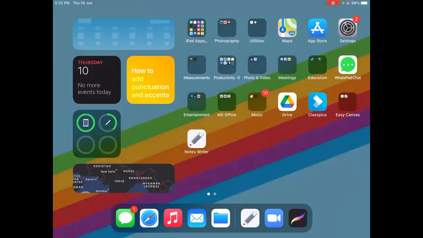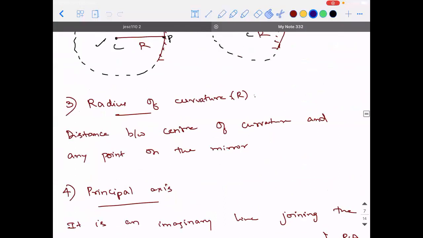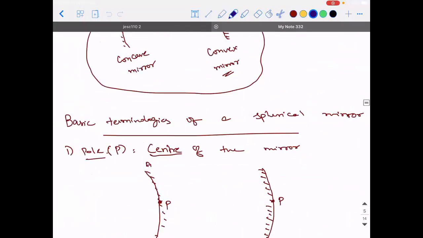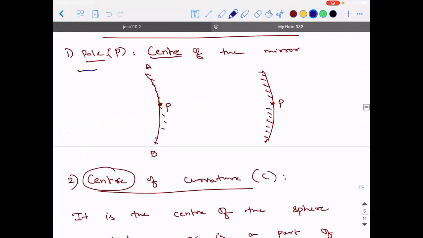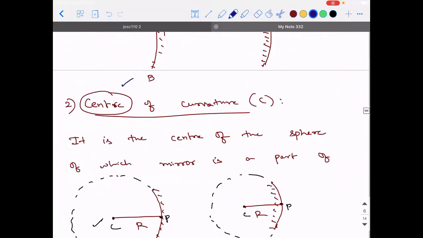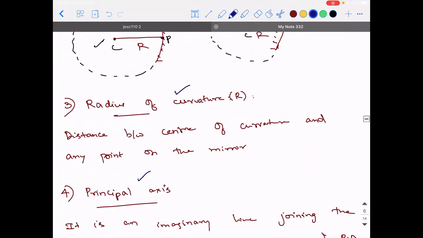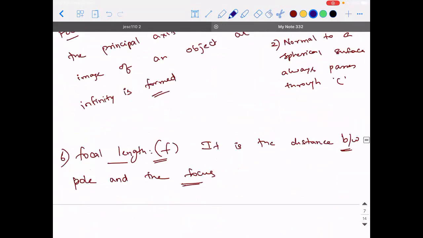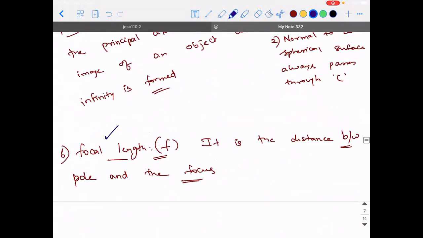Right. So last class, we were discussing some terms related to spherical mirrors. What were they? We saw what is a pole, what is center of curvature, what is radius of curvature, principal axis, principal focus, and the focal length of a spherical lens. So we saw all these terms with respect to what? With respect to a concave mirror.